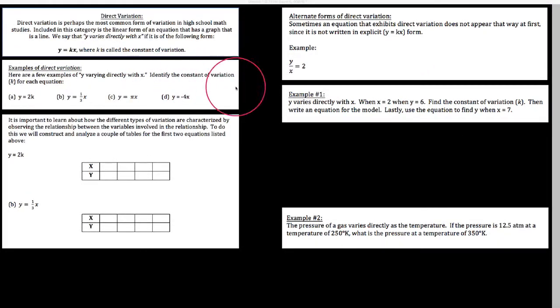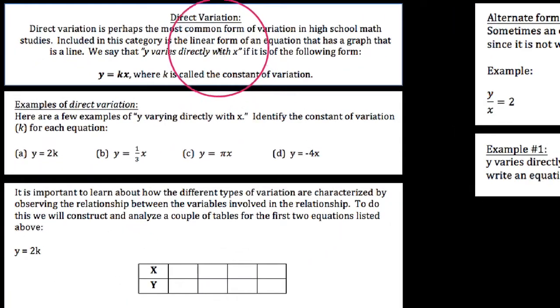Okay, YouTube, in this video we're going to talk about the relationship between two or more variables when we talk about direct variation and what is meant by that. Direct variation is probably the most common type of relationship that you see in, say, a high school math class. We often say that two variables that are related, we call them x and y.